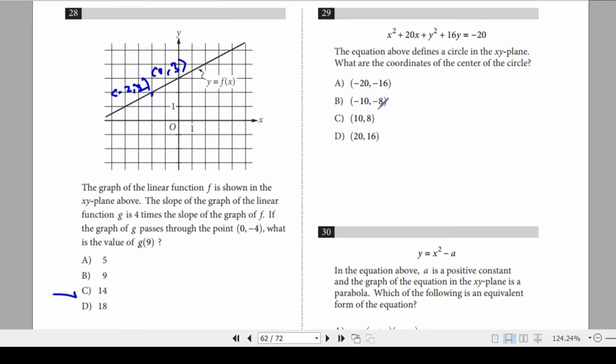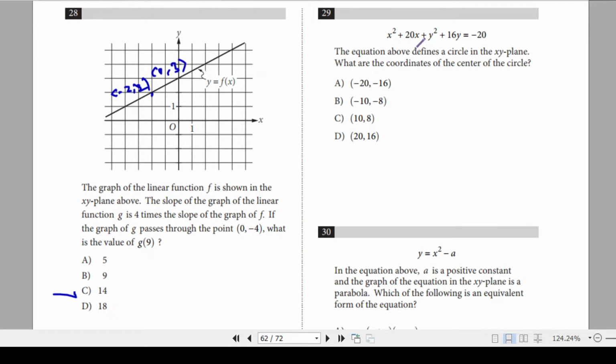Question number 29. x squared plus 20x plus y squared plus 16y is equal to negative 20. The equation above defines a circle in the xy plane. What are the coordinates of the center of the circle?